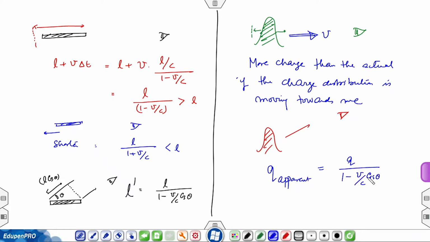So, I would see the charge to be a little larger or a little smaller than the actual charge, and that will change the potential. Let us see it mathematically, so that we can apply it to derive our potentials.